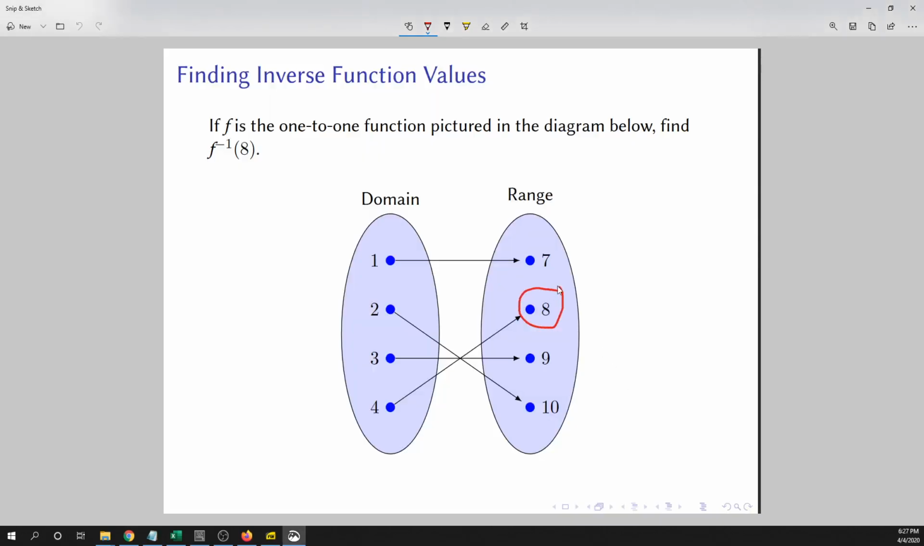Okay. And then just follow the arrow backwards, right? And it's a 4. So f inverse of 8 is equal to 4.